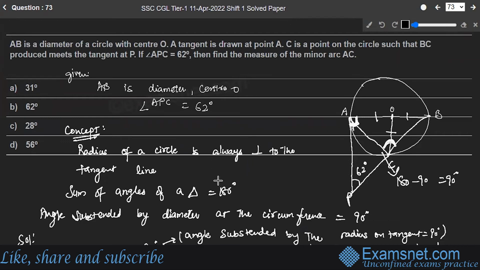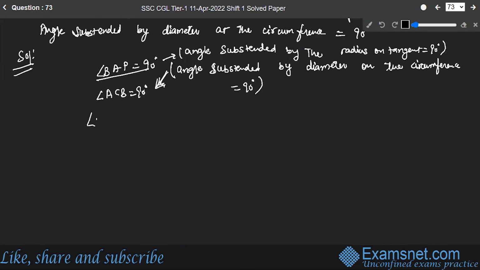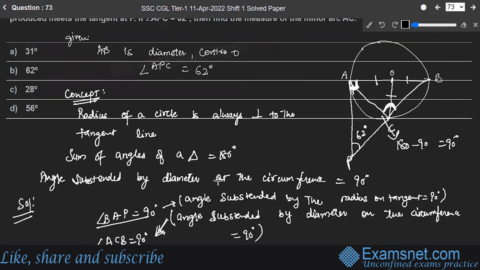Correct? Therefore, this angle is equal to 180 minus 90, which is equal to 90. Let's write it down. Therefore, angle ACP is equal to 180 minus 90. Why? They are forming a linear pair. So this is equal to 90 degrees only. Now I'm taking the triangle APC. This one. I'm taking the triangle APC.